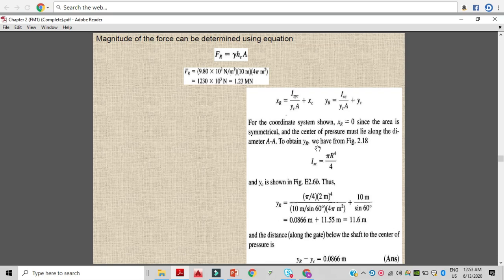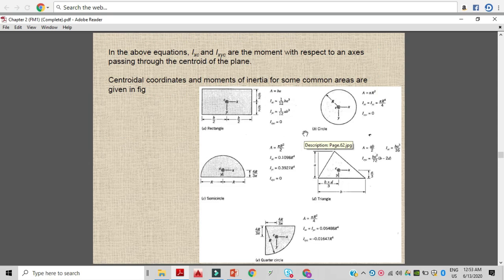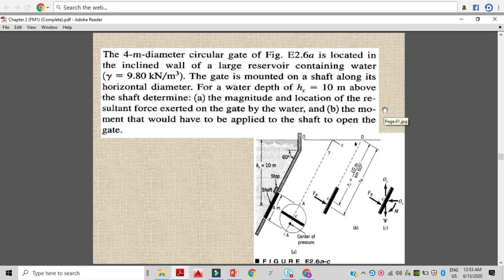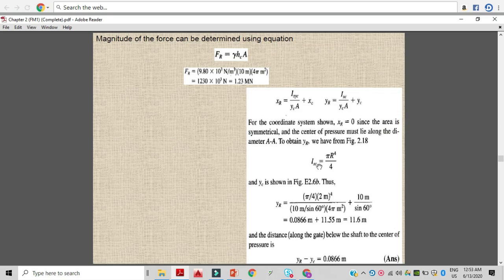To obtain YR, we have from figure 2.8. So go back to the figure. So here, this is 0, the whole factor is 0. Now we only need IXC. So let's go back to the previous picture here. This is the circle, when the gate is a circular shape. So here is IXC, and IXC is equal to pi r^4 over 4. So we can now calculate IXC equal to pi r^4 over 4. We know that r is equal to 2 meters.